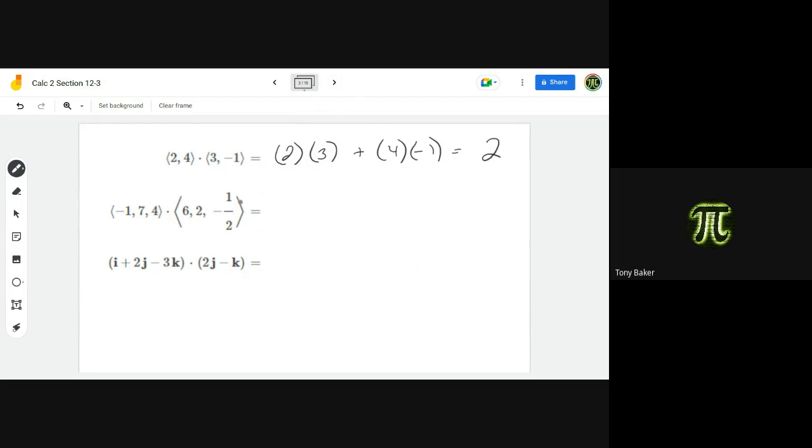Doesn't matter if it's 2, 3, you're going to do the exact same concept. So this one's 3, so we're going to do it 3 times. So -1 times 6 plus 7 times 2 plus 4 times -1/2. So -6, 14, and -2. So I'd scare you, but it's math class. It's already scary enough. So it comes out to be 6.